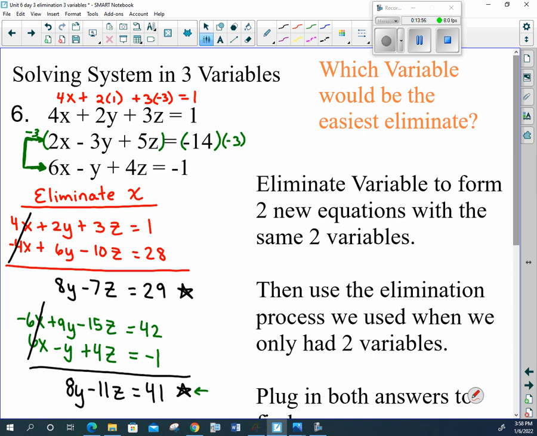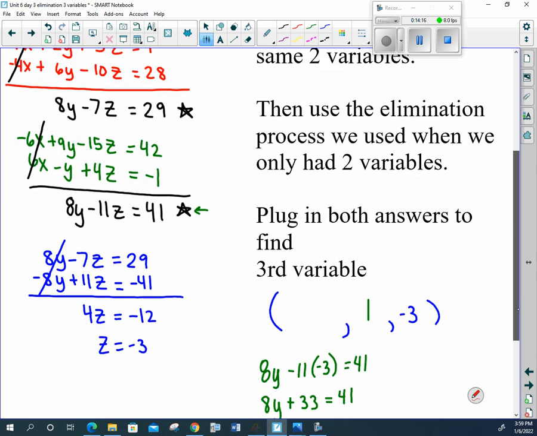Okay, so 4x plus 2 minus 9. So that's going to be 4x minus 7 equals 1. We're going to add the 7, and we're going to get 4x equals 8, and then divide by 4, so x is 2. So we have our ordered triple right here.